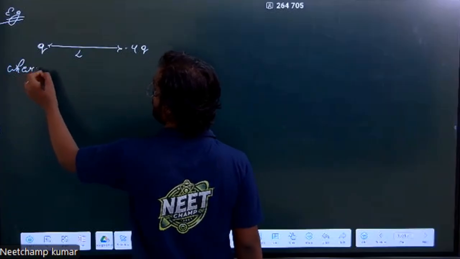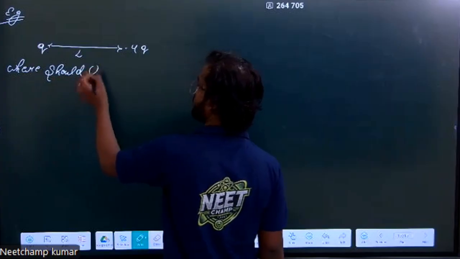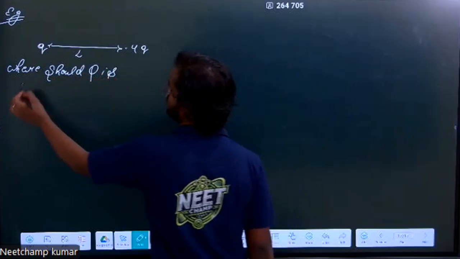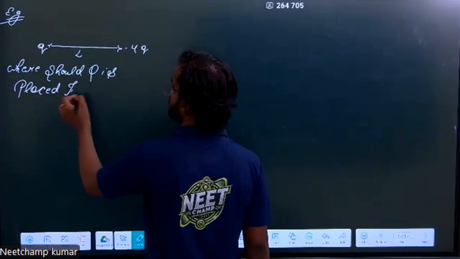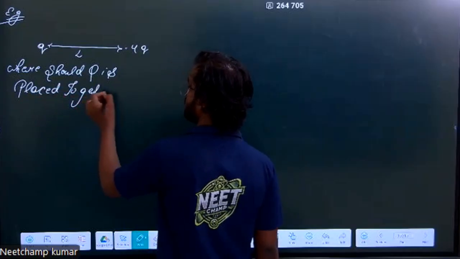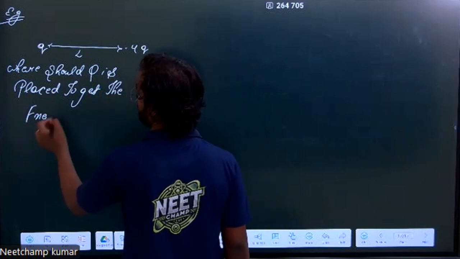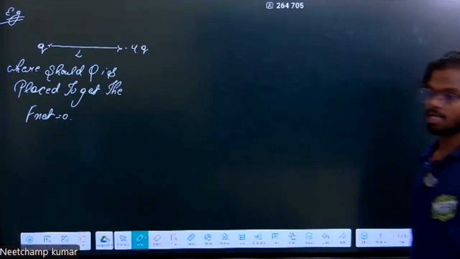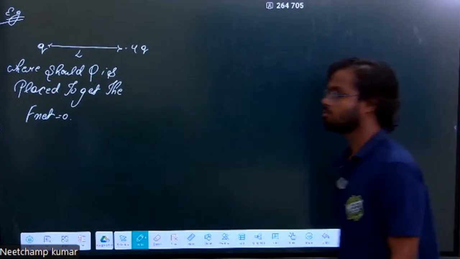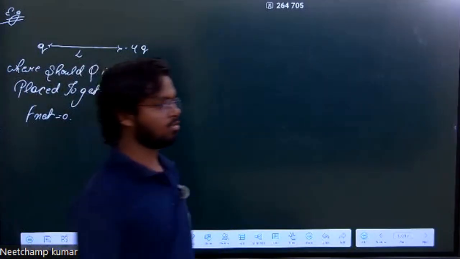Now the nature is different, and again I have the same question: where should Q be placed to get the net force equal to 0? Simple question. Now you have to tell me where I have to place the capital charge Q to get F net equal to 0, or you can say the charge should be in equilibrium.